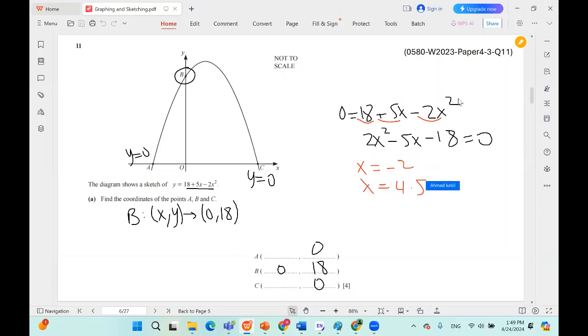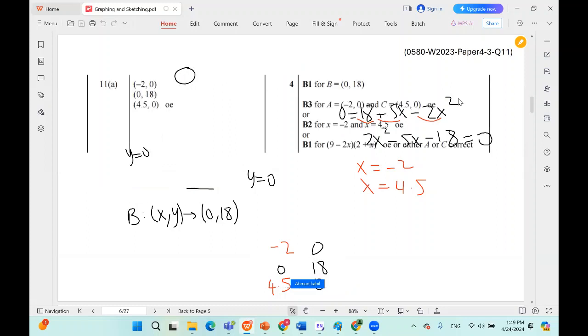Of course, logically, A will be negative and C will be positive. So I will put negative 2 here and 4.5 right there. So negative 2, 0 is correct, 0, 18 is correct, and 4.5, 0 is correct as well.